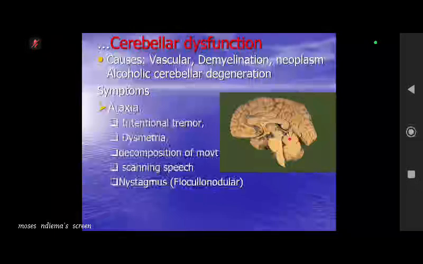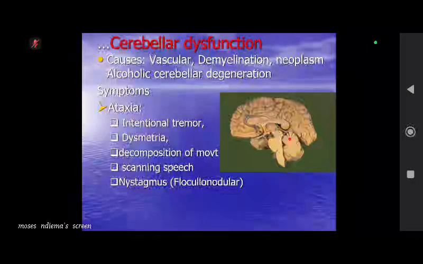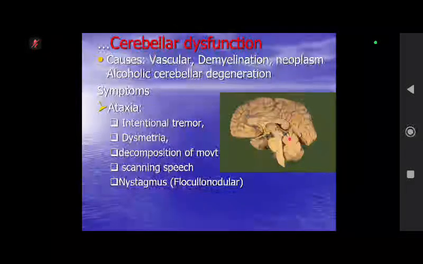Some of those changes will be something like ataxia, intentional tremors. You want to hold something and you start shaking. Okay, that's intentional tremors. And you have seen alcoholics usually, they can hardly hold their glass, they shake very much.